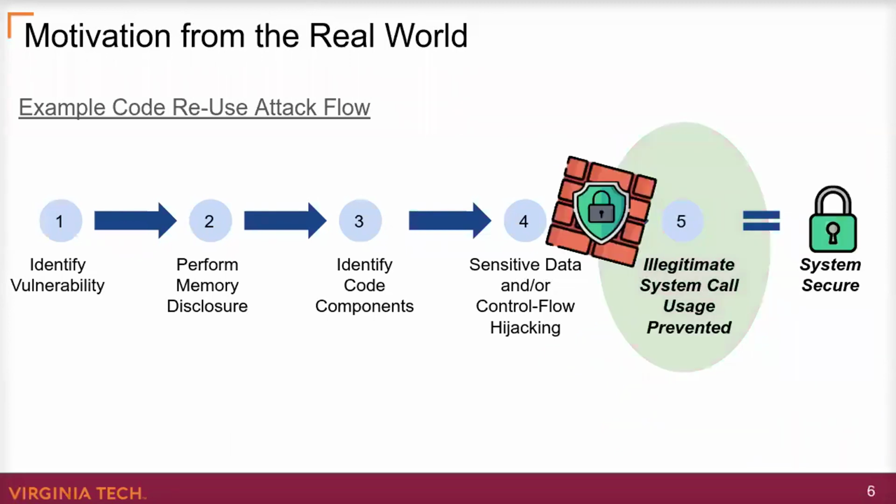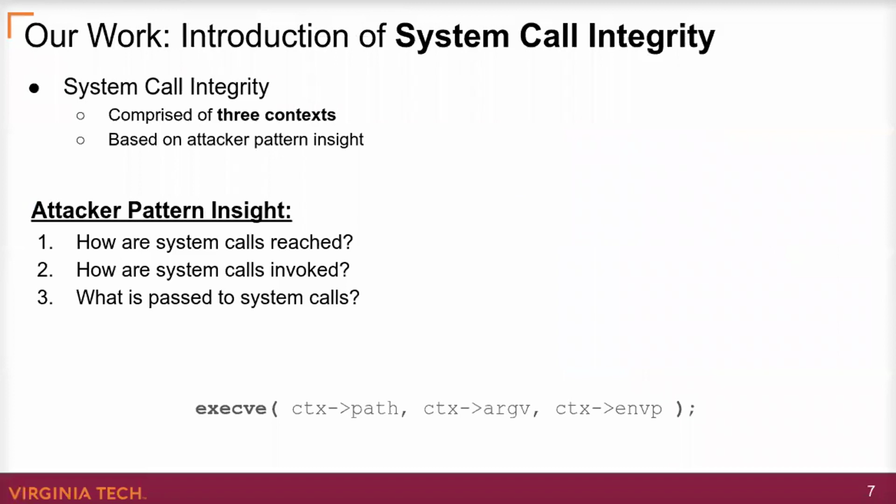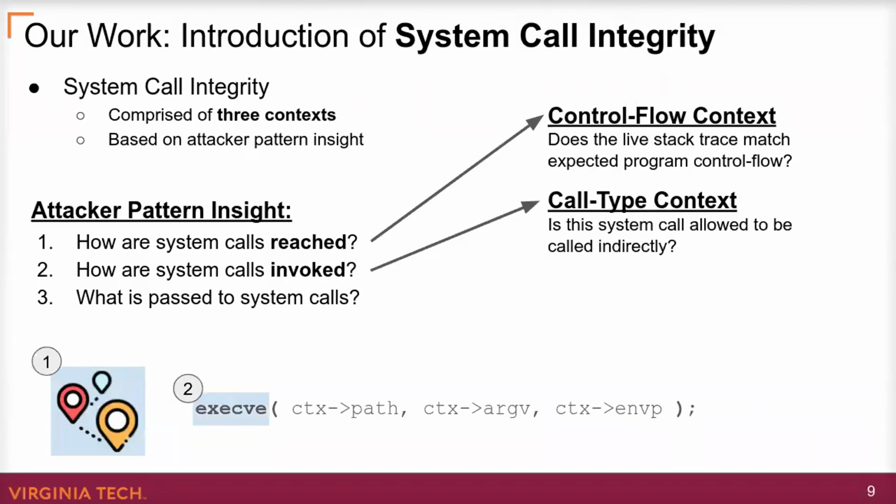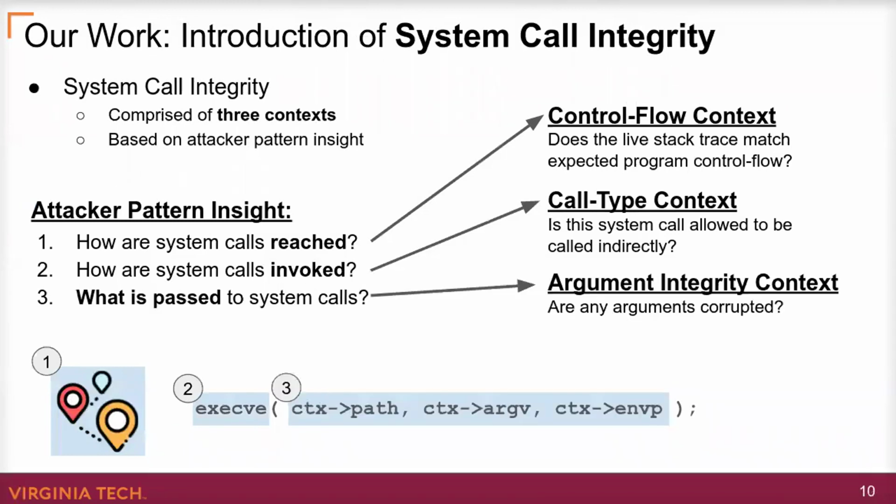With this insight, instead of protecting at earlier attack steps, why not protect modern-day systems by protecting what attackers want most, system calls? The key idea behind our work is observing attacker abuse of system calls and shoring up defenses. We introduce a new concept called system call integrity that's comprised of 3 contexts, all concerned with ensuring legitimate system call usage. For example, for the system call below, execv, system call integrity enforces that it is reached legitimately with an expected control flow, it is invoked correctly, and that none of its arguments are corrupted.